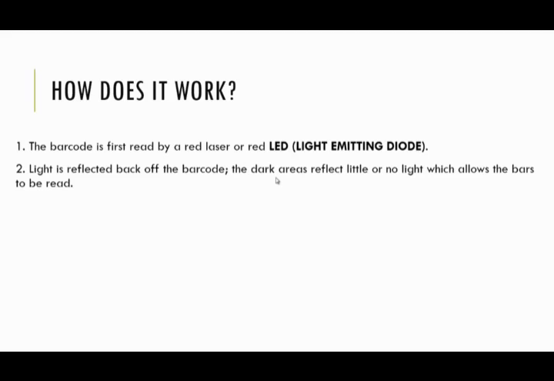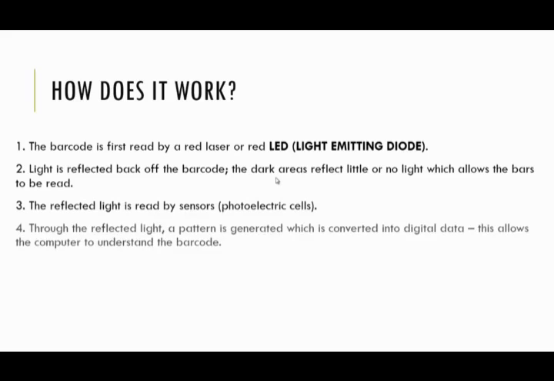Now the light hits the barcode and then reflects back. When the red LED light hits the dark area, the black lines, it reflects very little or no light. That allows the barcode to be read. The reflected light is read by the sensor. Through the reflected light, a pattern is generated which is converted into digital data. This allows the computer to understand the barcode. The dark lines reflect very little light. The white lines reflect more light.